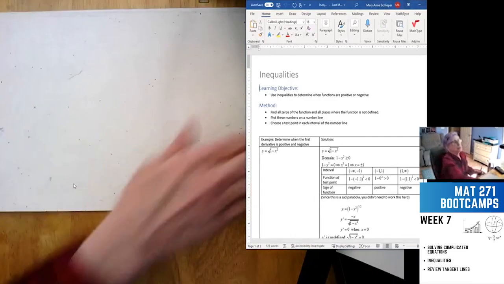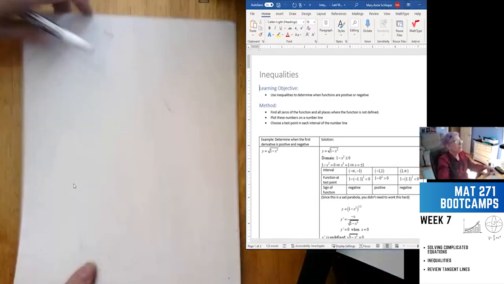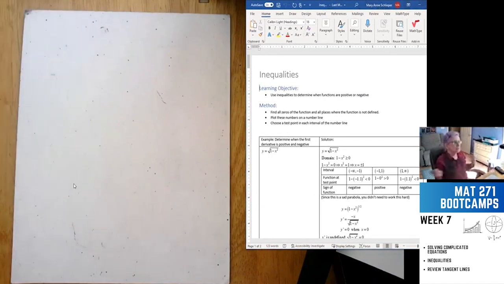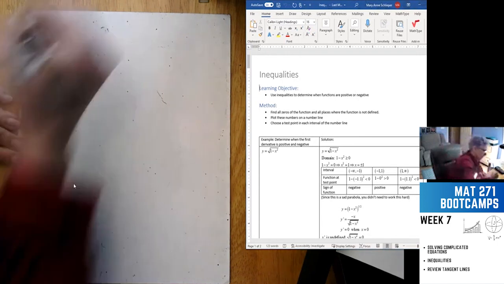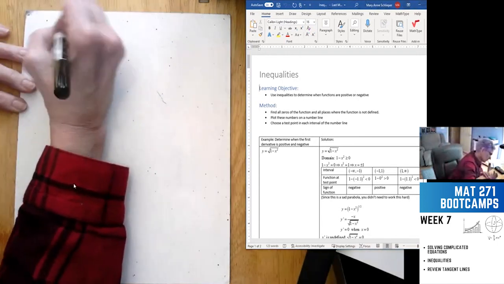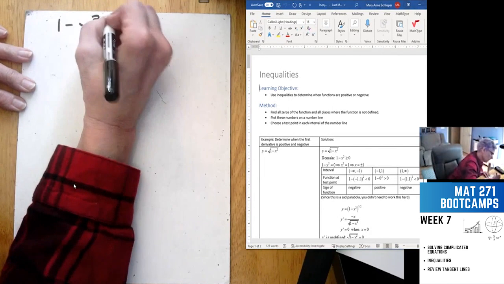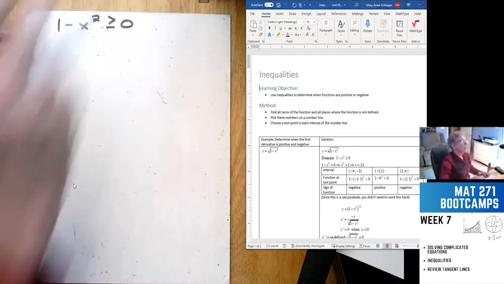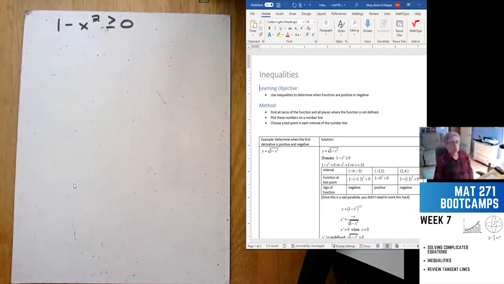I like this one because, first of all, before you even figure out where it's positive and negative, you need to know what the domain of this thing is, because you can only square root positive stuff. So first thing I'm going to do is figure out where 1 minus x squared is greater than or equal to 0, because we don't care what's happening for x's that aren't in the domain, because we can't use them.